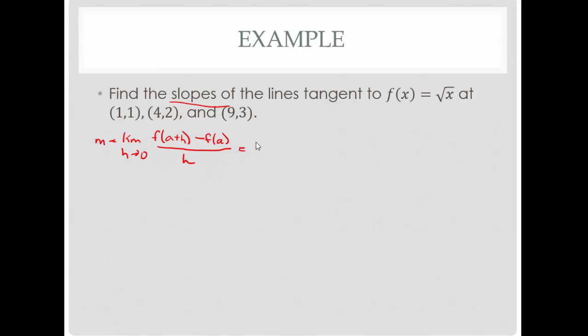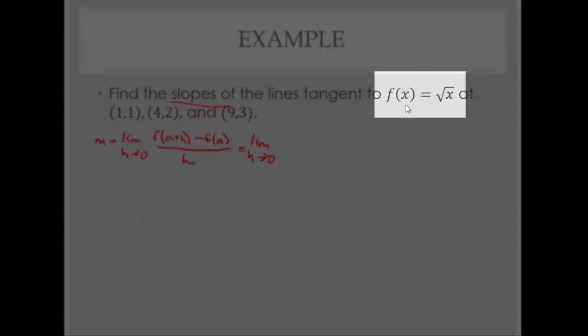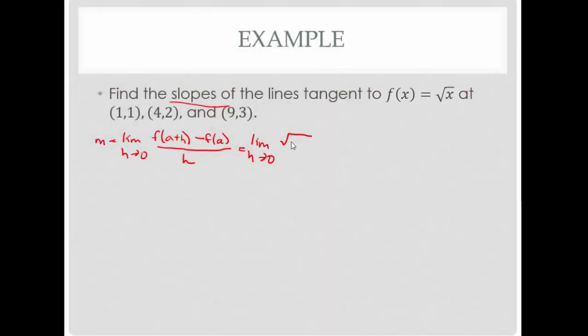So if we look at that limit, we'll have the limit as h approaches 0. F of a plus h says to take my function f of x, and everywhere I see x, I instead write a plus h. So that's the square root of a plus h, minus f of a, which says to take my function, and everywhere I see x, I now write a. So that's the square root of a, all over h. So that's setting up my limit.